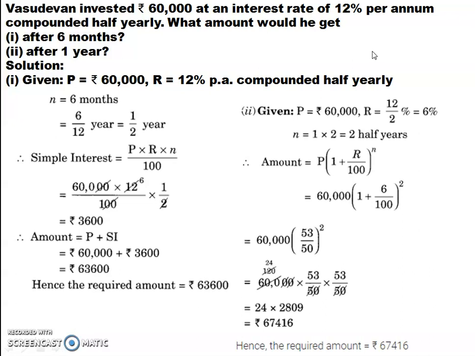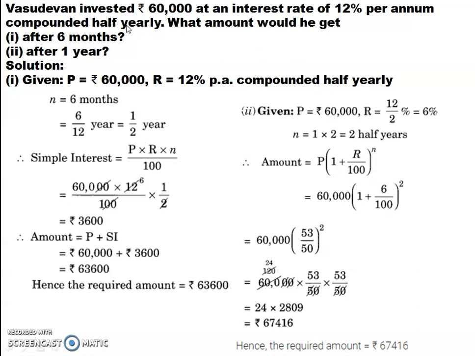So after 1 year, what will happen? You will use the compound interest formula: A = P into (1 + R/100) raised to N. Now P is 60,000, and 1 plus 6 by 100. Why is R 6%? Can you tell me why?